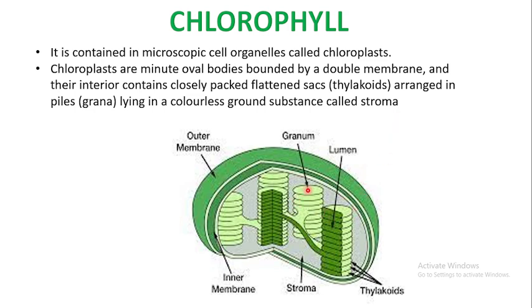So here you can see this is granum. Each single one is known as thylakoid. The single flattened sac is known as thylakoid, and the pile of thylakoids is known as grana. Okay, a single pile is known as granum, and a lot of piles together is known as grana. Okay, lying in a colorless ground substance called stroma. So this substance inside, this liquid inside, is known as stroma.